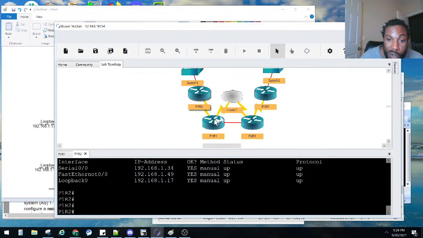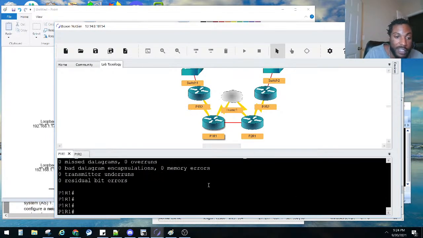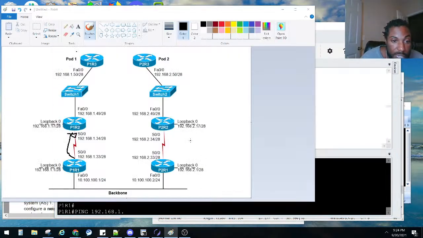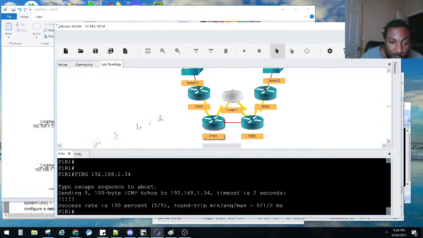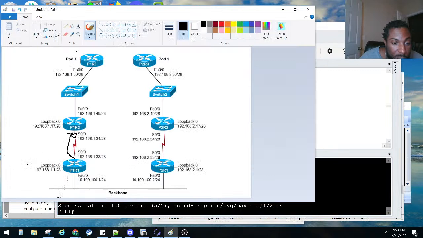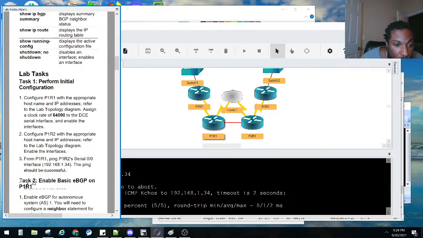So from P1R1, he said ping 192.168.1. What he said? .34? Yeah, .34. Y'all know I got the memory of a goldfish, and we got 5 exclamation points, so we're good to go. All right, so what was next? Task number 2. Enable basic eBGP on P1R1.